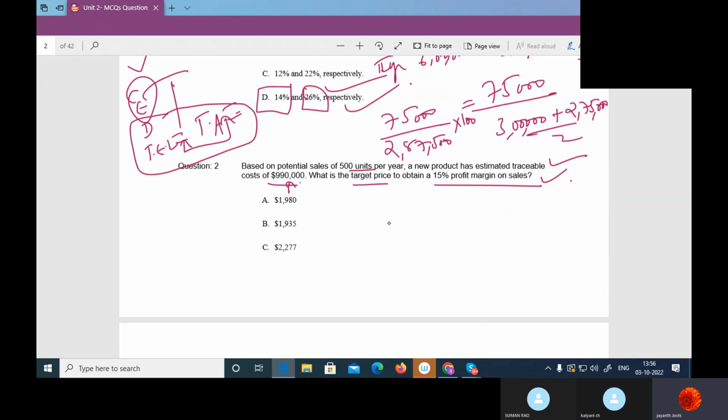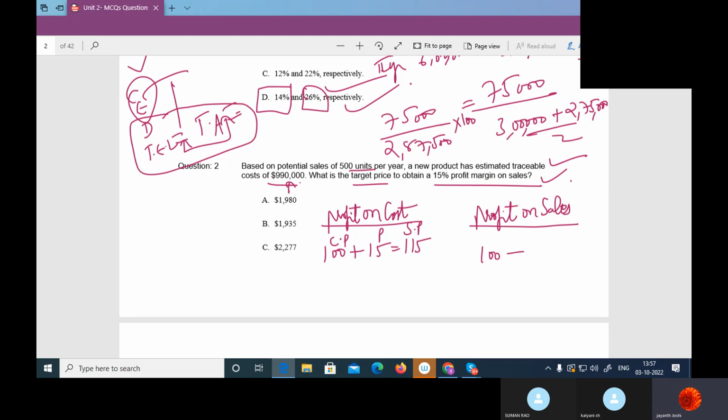Yes, sir. So what we'll do, there are two equations. One is profit on cost, the other is profit on sales. So profit on cost, how will you find out? 100 plus 15 is equal to 115. This is your cost price, this is your profit, this is your selling price. Correct? Then when it comes to profit on sales, the equation changes. It becomes 100 minus 15 is equal to 85. Are you following what I'm saying? Yes, sir. So now this is your selling price, this is your profit, this is your cost price. Correct?